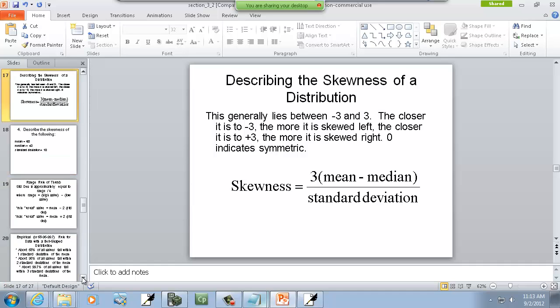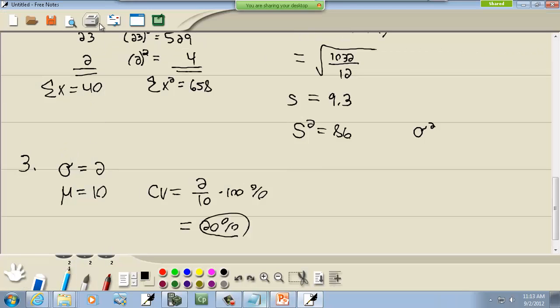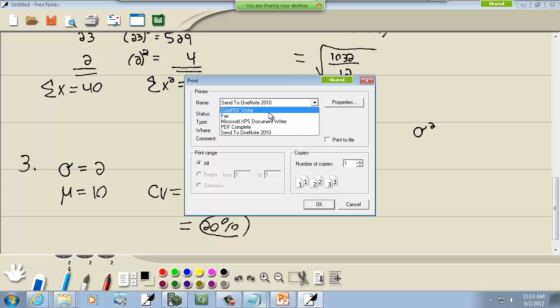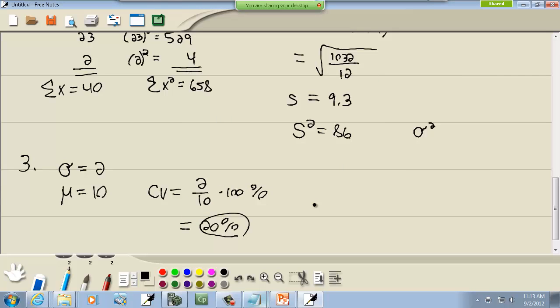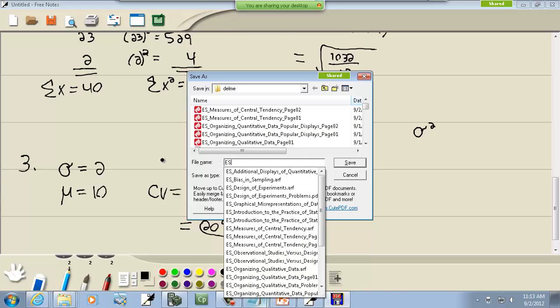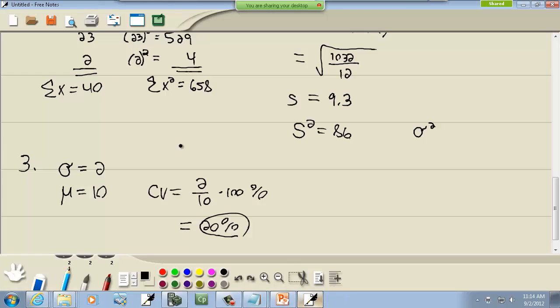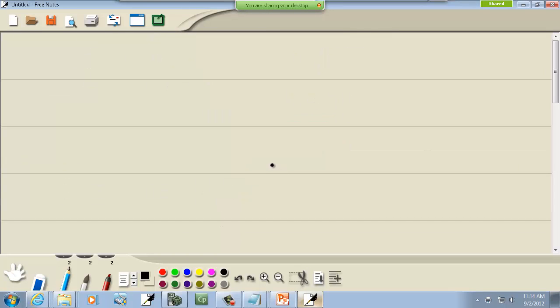Now, another formula we can use to describe the skewness. Remember, skewness is when your data is skewed left or right. When you look at your bar graph, I guess it's time to save it now. So, yes, measures of dispersion. Page 01. There we go.